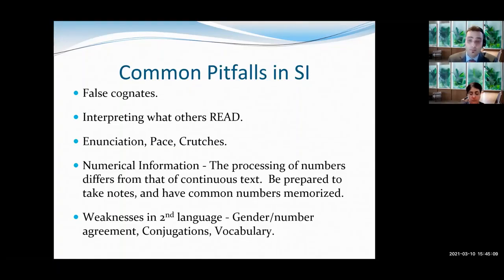I'm so embarrassed. I'm so pregnant, right? You're going fast though, and it just slips off your tongue. Didn't mean what it was supposed to mean. That's a false cognate.